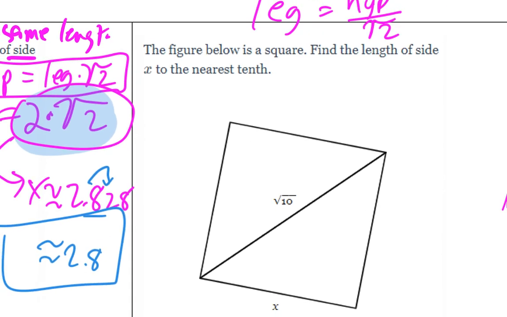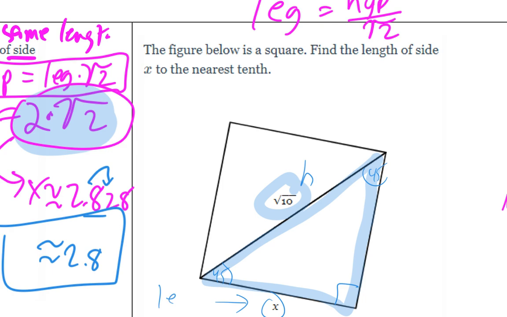All right, so let's get right into another one. It says this is a square, find the side length of x. So x right over here. If we know that this is a diagonal, then this has to be a 45, and that has to be a 45, and that has to be a 90. If we imagine this triangle, this is our hypotenuse, and that means this is the leg.